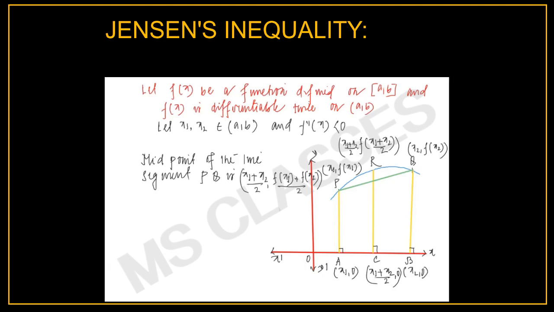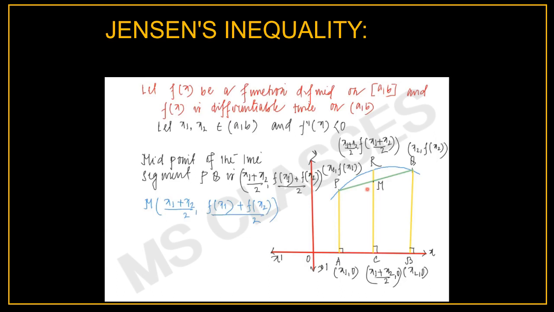So this is what we have: (x1 plus x2)/2, comma, (f(x1) plus f(x2))/2. That will be the midpoint of the line segment joining these two points. Now, if possible, that midpoint which you have represented will take us to the aim, which is (x1 plus x2)/2, comma, (f(x1) plus f(x2))/2. That is what we have.